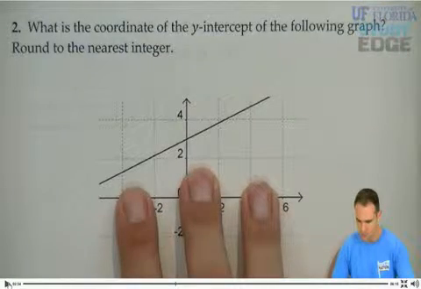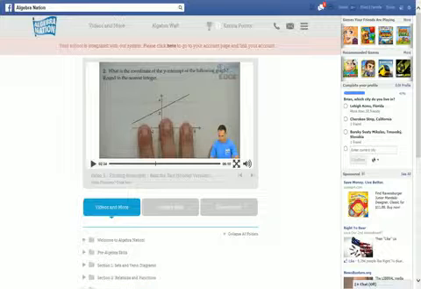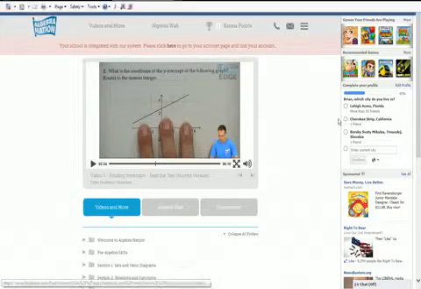Next up is a brain break. Check it out. Let me set up the scenario for you.